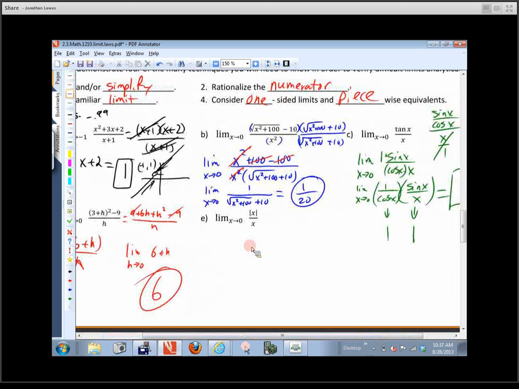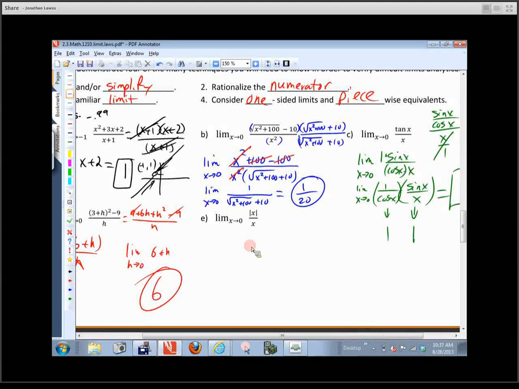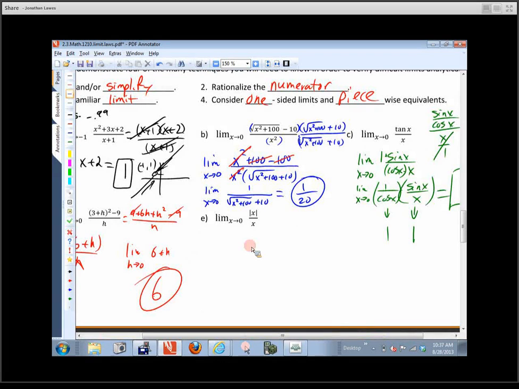How about that one? What's that? Use the number 4. So consider one side. Let's find the limit as x approaches 0 from the negative side of the absolute value of x over x. And let's find the limit as x approaches 0 from the positive side of the absolute value of x over x. And let's maybe do the easy one first. Let's do this one.